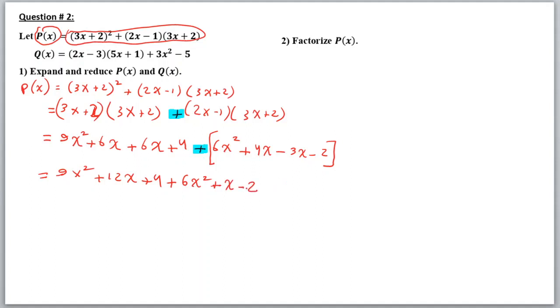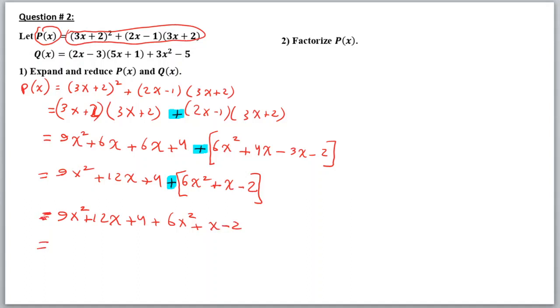Why minus 2, we copy it? Because I have plus outside. Also here, if you're getting confused, you may just write it like this and keep the plus sign outside, like that. It's better. And then at the end, you just copy 9x squared plus 12x plus 4 plus 6x squared plus x minus 2. This is easier, I think.